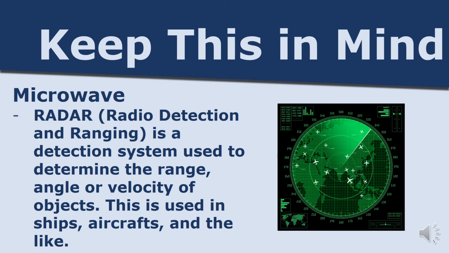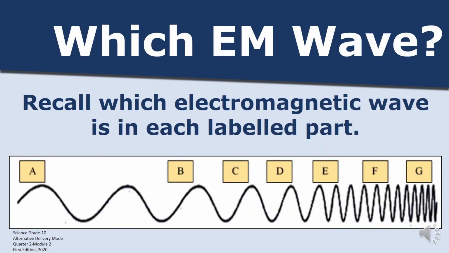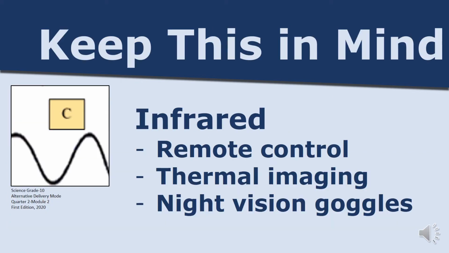That is why when flying in an airplane, we are advised to turn off our mobile phones so that the microwave signals the aircraft and the phones are emitting do not interfere with one another. Now, how about letter C? Yes, that's infrared. It's used in remote control, thermal imaging, and night vision goggles.